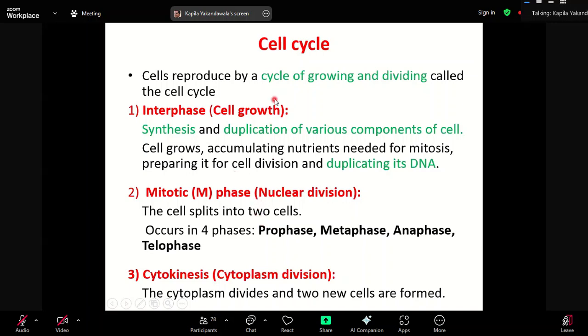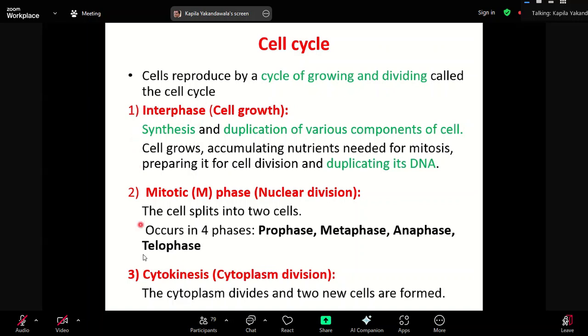Cell cycle. So when a cell produces daughter cells, it can divide and produce another set of daughter cells. This occurs as a cycle. Cycle of growth and dividing. Cells reproduce by how? By a cycle of growing and dividing. That we call the cell cycle. So it's a cyclic process.